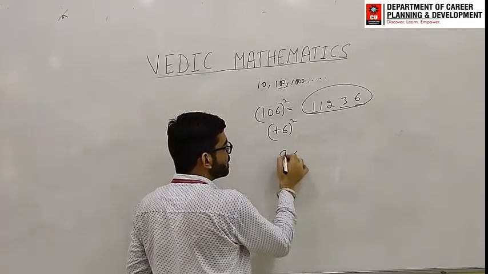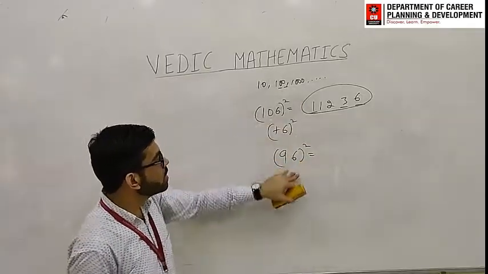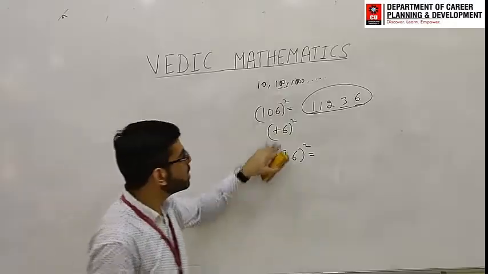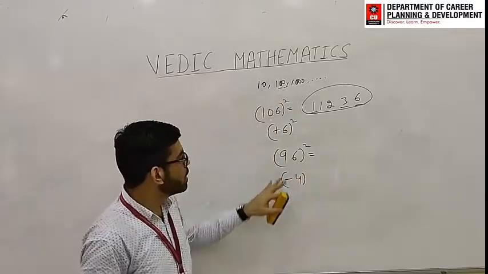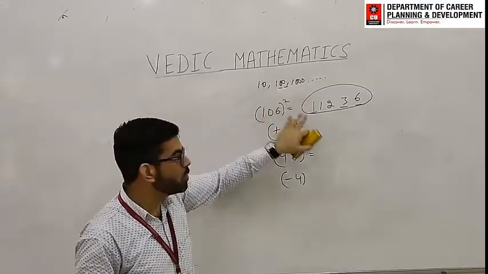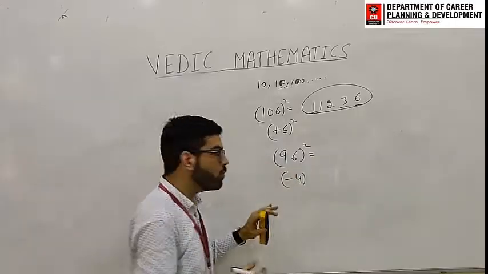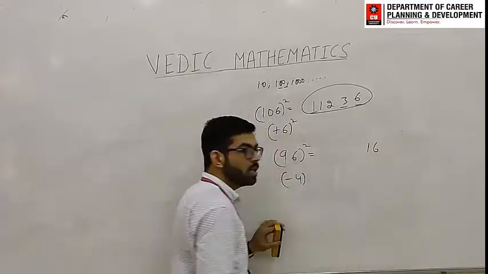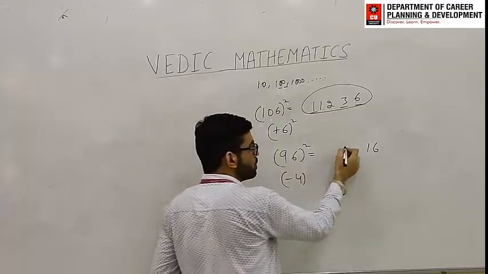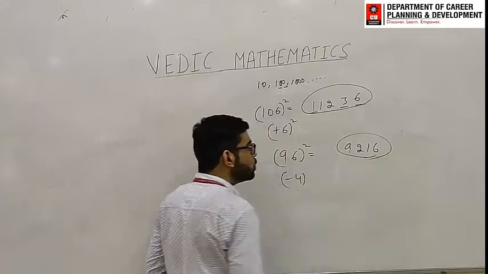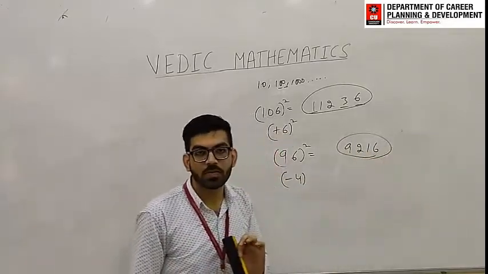When the number is less than 100, suppose you have to find the square of 96. This number is near 100 and less than 100 by 4, so minus 4. Again, in 100 the number of zeros is 2, so you have to write a 2 digit number, which will be the square of this number. So square of 4, 16. Next part of the question, 96 minus 4, 92. So our answer will be 9216. Okay, it is clear.